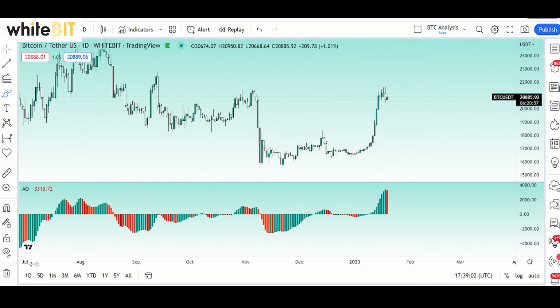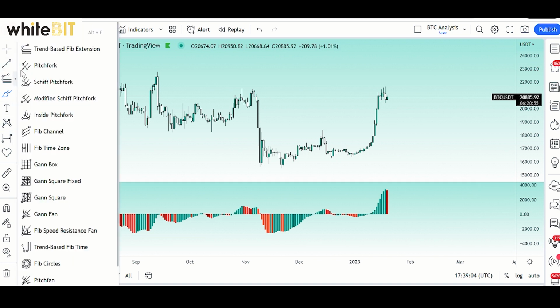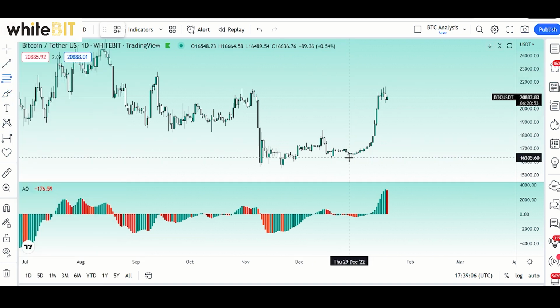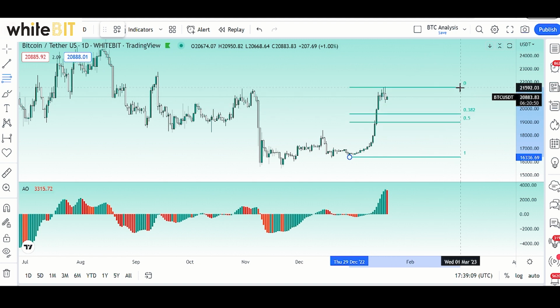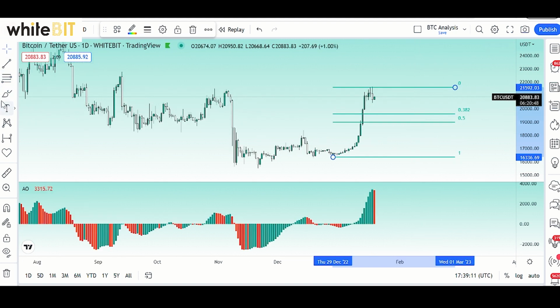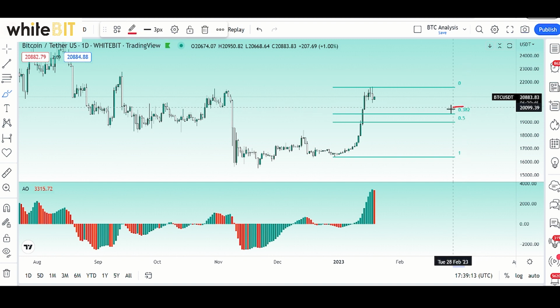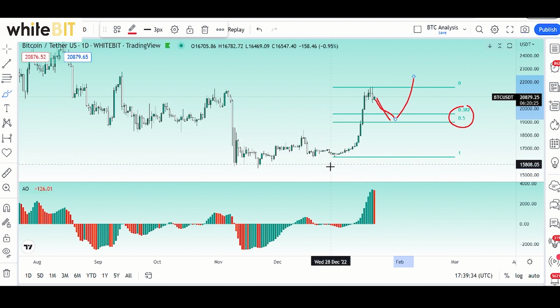Let's remove this Fibonacci to measure the potential target for wave 4. If we apply the Fibonacci retracement to this impulse, we can see that the target area for wave 4 should be between the 0.38 and 0.5 Fibonacci levels, and I suppose it could be at $19,300. It will be a nice entry point for long trades. I suppose that we will see something like this now, and the final wave 5 after that.